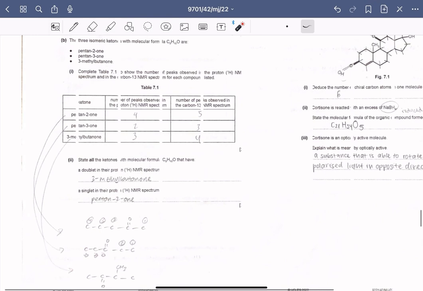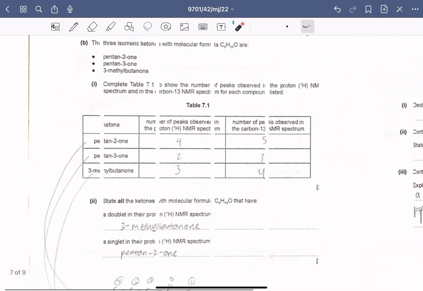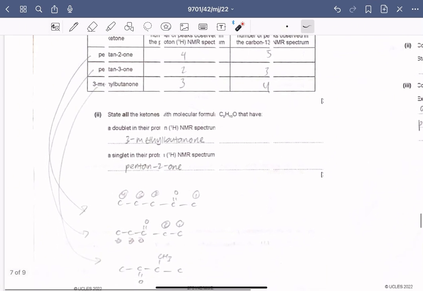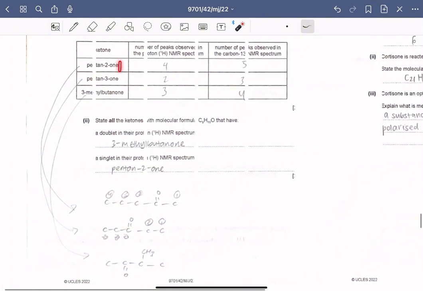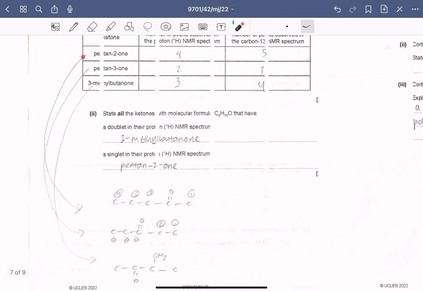So next, the B. The three isomeric ketones with molecular formula C6H10 are these. Complete table 7.1 to show the number of peaks observed in the proton 1H NMR spectrum and in the carbon 13 NMR spectrum for each compound listed. So first thing you would have to do is draw each of these ketone compounds, like I've drawn here, where this first one is pentan-2-one. Pentan is 5 carbon, 1, 2, 3, 4, 5. Double bond of the ketone is on carbon number 2.